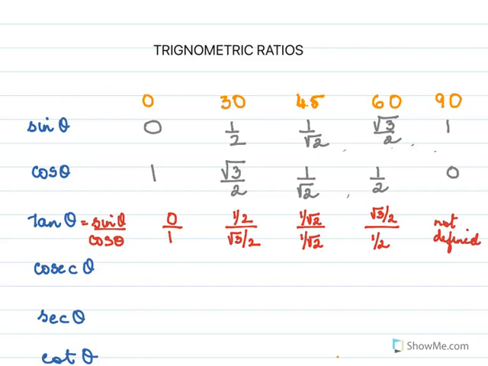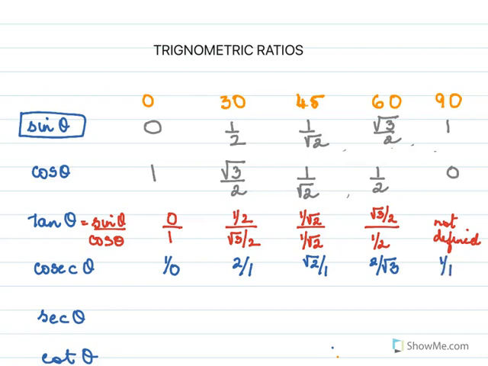Now once we know sine, we can find cosec, because cosec is just the reciprocal of sine. So cosec of 0 will be 1 over 0, which also will be not defined. Then cosec of 30 will be 2 over 1, just the reciprocal of sine. Cosec of 45, root 2 by 1. Cosec of 60, 2 by root 3. And cosec of 90 will be 1 by 1.